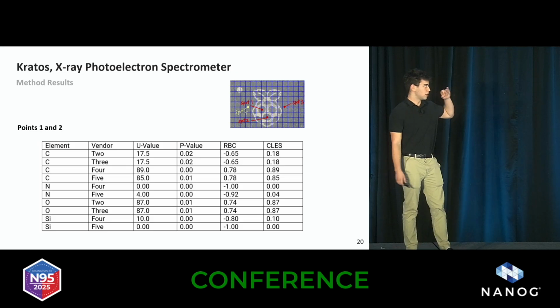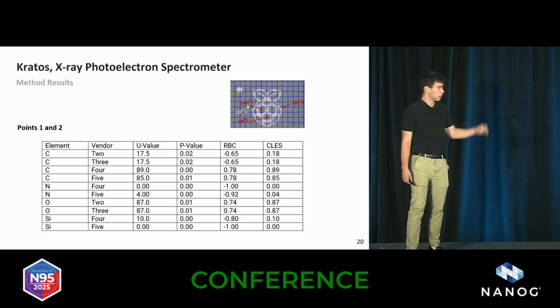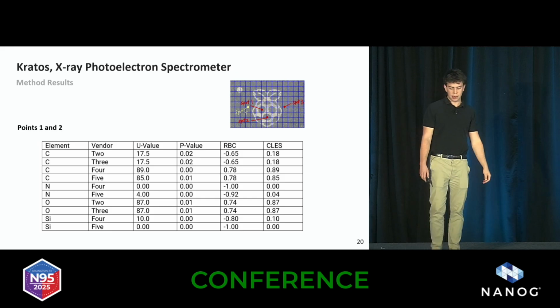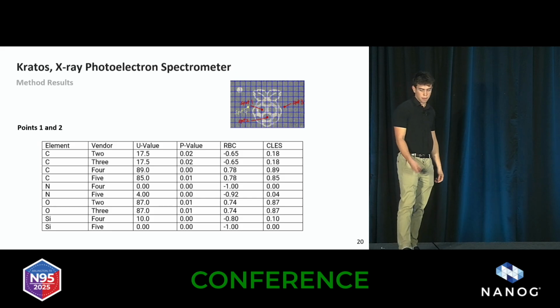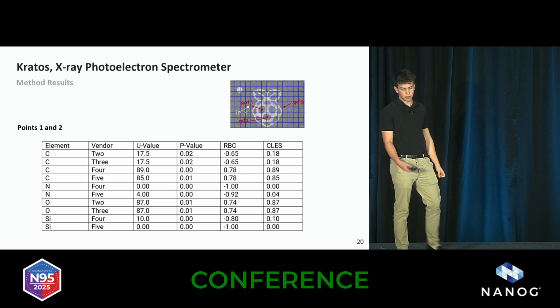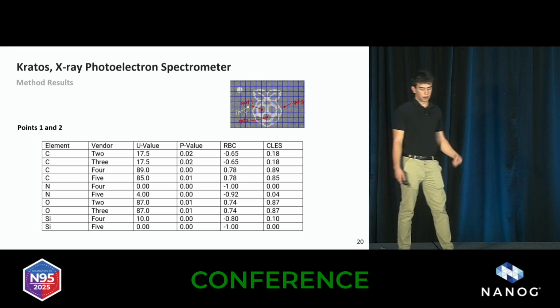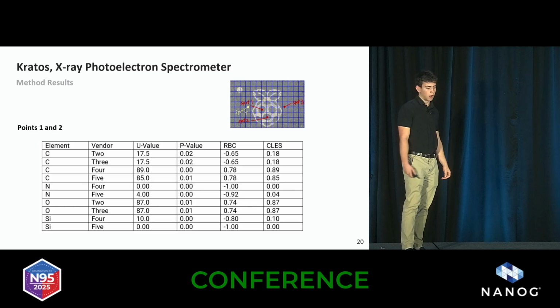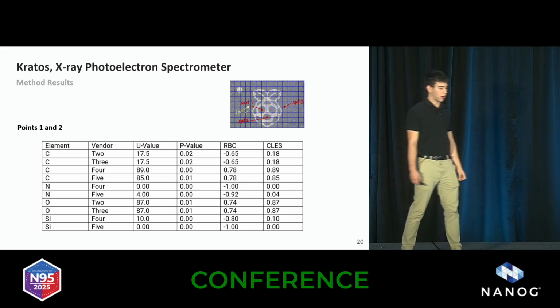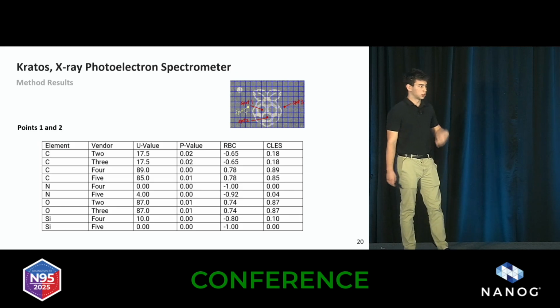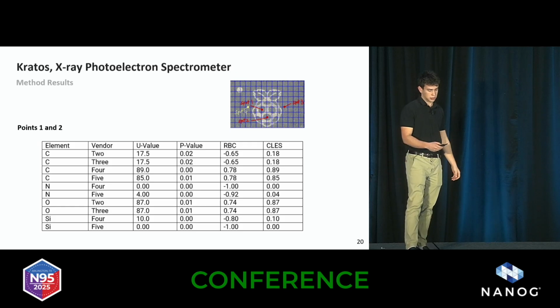I want to highlight here that we found significant differences between points 1 and 2 relative to vendor 1 across the board for all of the elements. And here you can see we're displaying the U value, P value, rank biserial coefficient, and common language effect size. We saw a significant difference in carbon for all vendors and a high rank biserial coefficient, which provides some justification for our results.